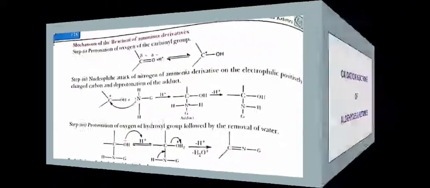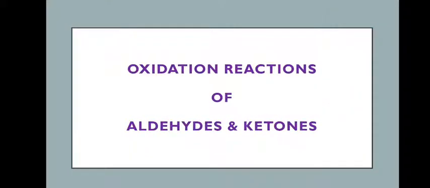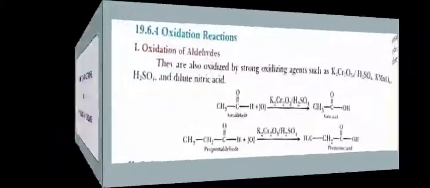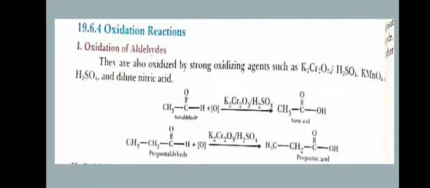Move on to our next topic, oxidation reactions. That is another topic included in your reduced syllabus for your 2021 exam. Aldehydes and ketones: there are two types of oxidizing agents. There may be strong oxidizing agents like acidified KMnO4, potassium dichromate with H2SO4, and dilute nitric acid. They can oxidize both aldehydes as well as ketones.